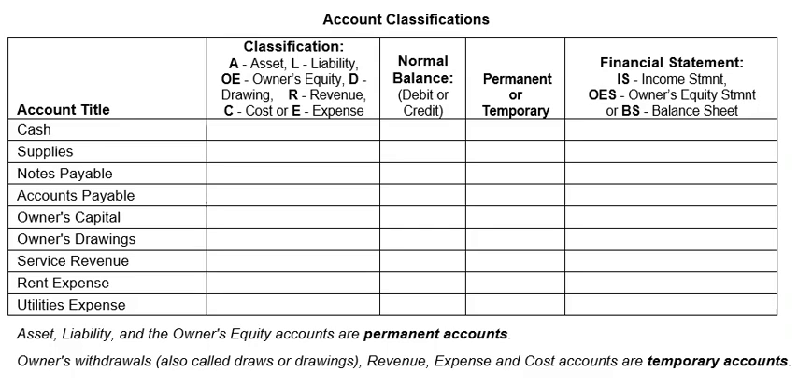And then the normal balance. So what is the normal balance? We'll explain those as we go along. Is the account a permanent account or a temporary account? I included a little note down here. I said that asset, liability, and the owner's equity accounts are permanent accounts. We don't close them at the end of the month. They always have a balance in them. They may have a zero balance, but they always have a balance.